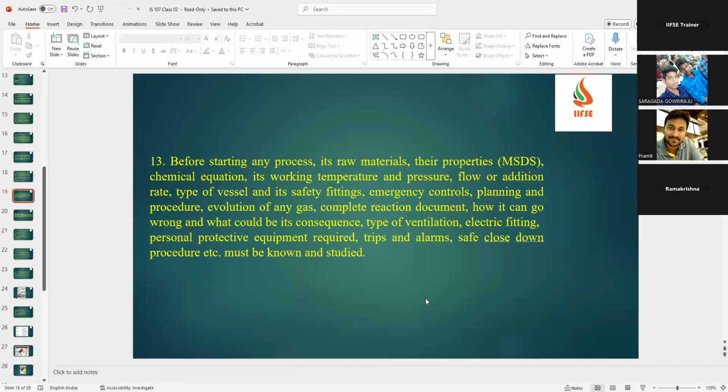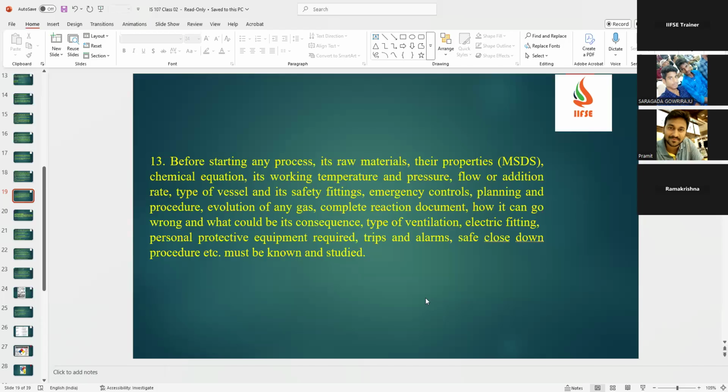Then their properties. They should know all the properties of the chemicals, and also at what temperature and at what pressure we are going to do this reaction, and also the flow and addition rate. So at what speed, at what rate we are adding different chemicals in which vessel. When I say vessel, we have two different types of reactors basically.